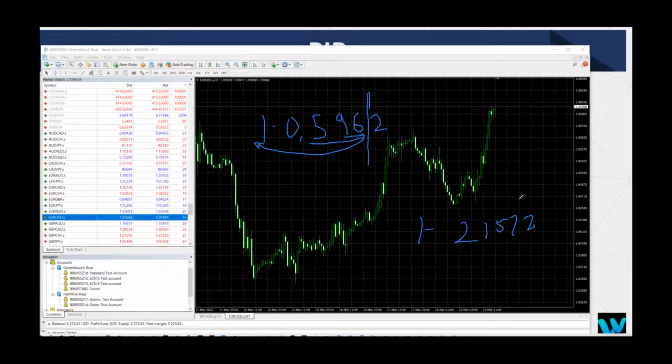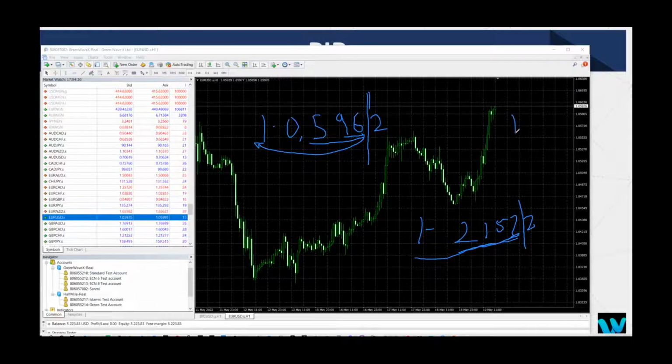If you look at another one, 1.21572. The pip movement starts from here. This is 7 pips. This is 57 pips. This is 157 pips. 2,157 pips, and then 12,157 pips. So that's the way it's measured.